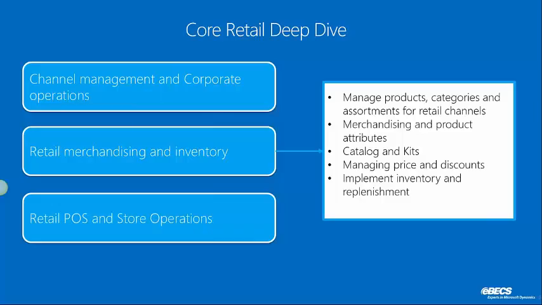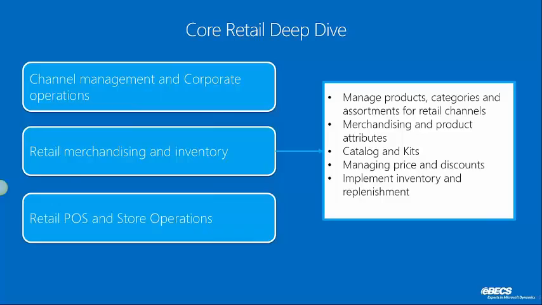The final section of core retail is retail point of sale and store operations. This is creating a hardware station or a retail server at specific locations in the United States or elsewhere, where your sales staff can go into the retail point of sale application, put in customer orders, and have that feed back into AX as sales orders.